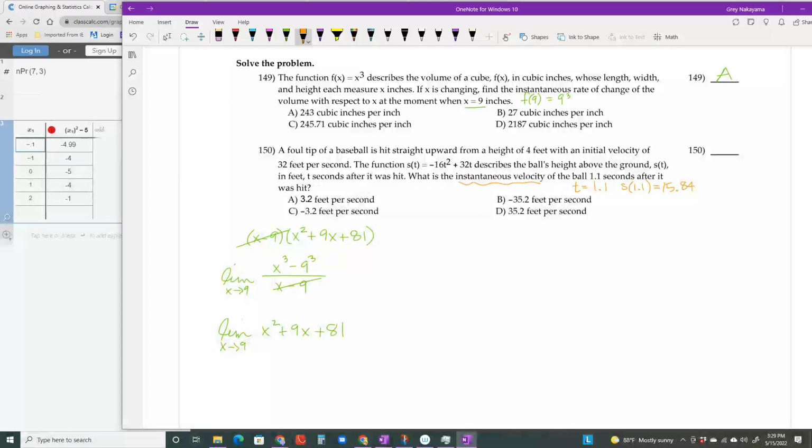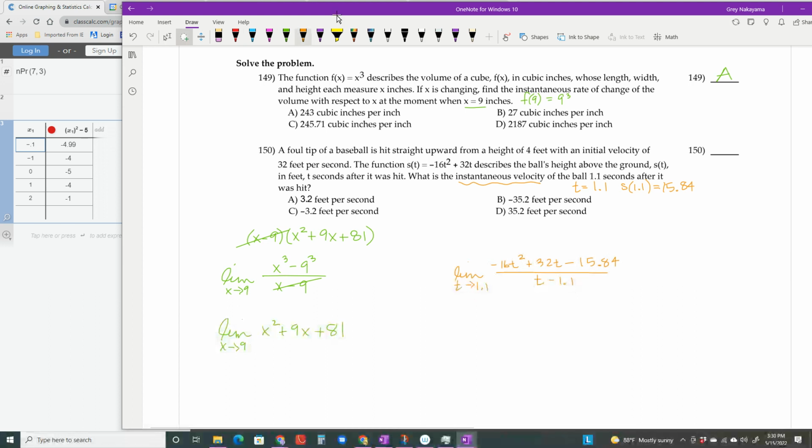So, just what we've been doing. That's the limit as, well, I've got to use t, t approaches 1.1 of negative 16t squared plus 32t minus 15.84, over t minus 1.1. Now, as I've been doing, I need to move that down some because I'm going to factor on top of it.